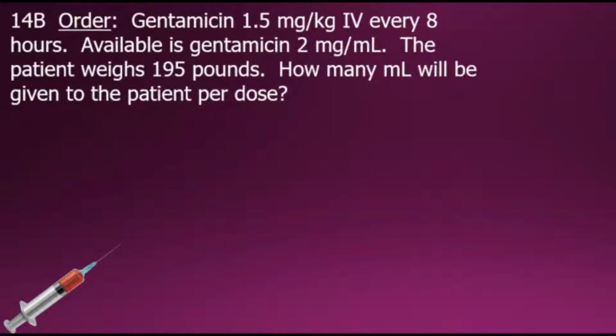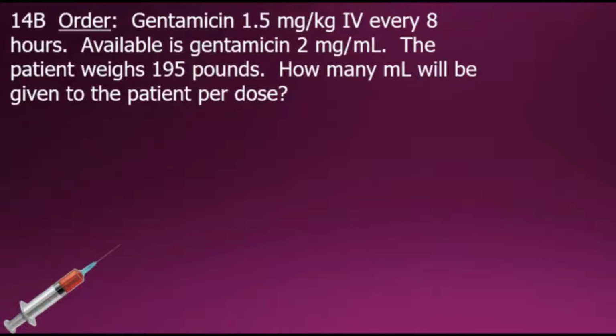In this problem, the order is for gentamicin 1.5 milligrams per kilogram IV every 8 hours. Available is gentamicin 2 milligrams per milliliter. The patient weighs 195 pounds. How many milliliters will be given to the patient per dose?